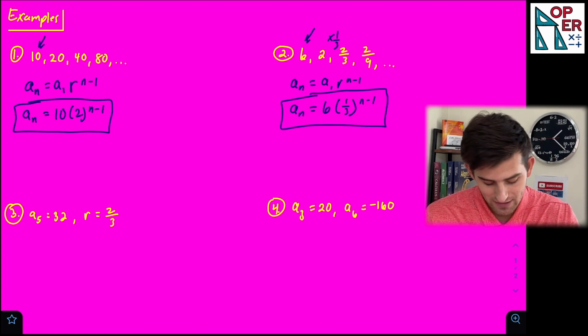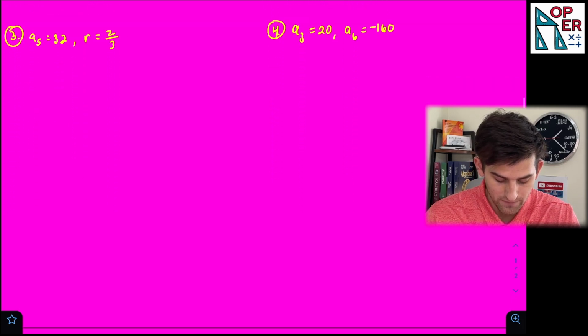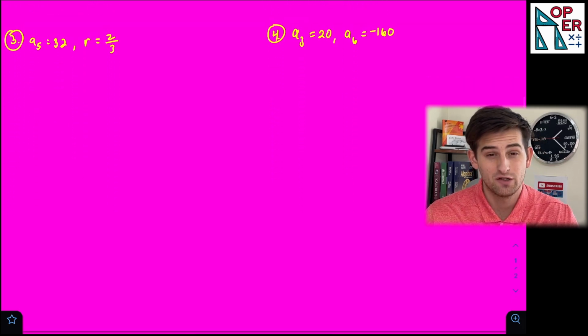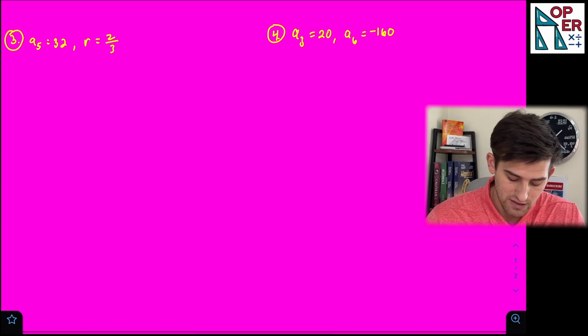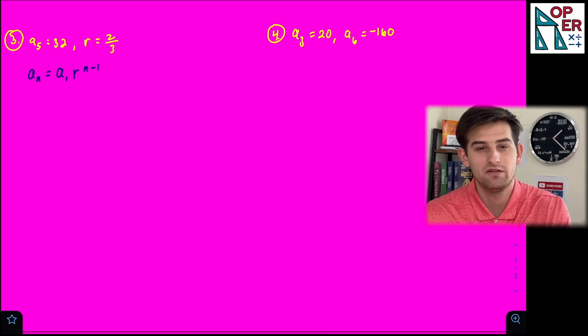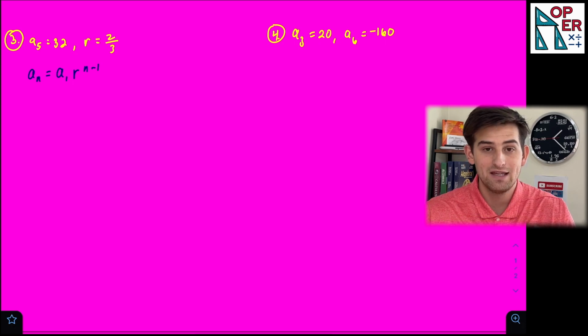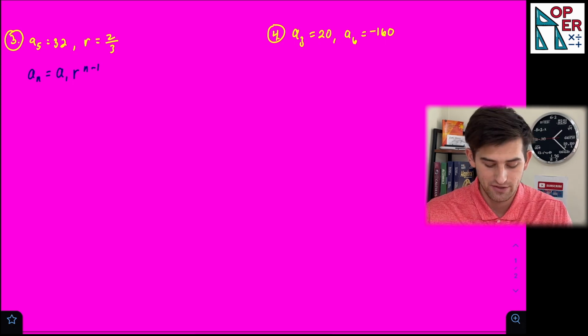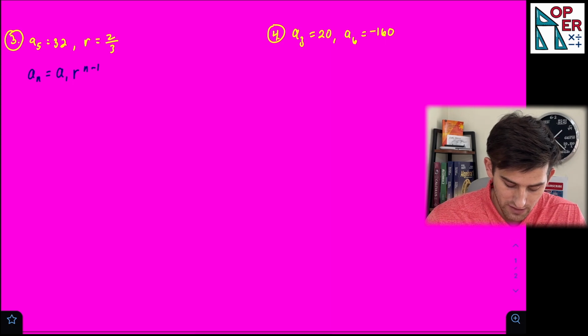So now let's dive in here to 3 and 4. So for number 3, we have the 5th term of the sequence is 32, and our common ratio is 2/3. So once again, let's just start with our nth term equation. a sub n equals a sub 1 times r to the n minus 1. And let's plug in the information we have. Well, we know that when n is 5, a sub n, or a sub 5, is 32. So if I'm going to plug in a sub 5, I could plug in 32 over here.